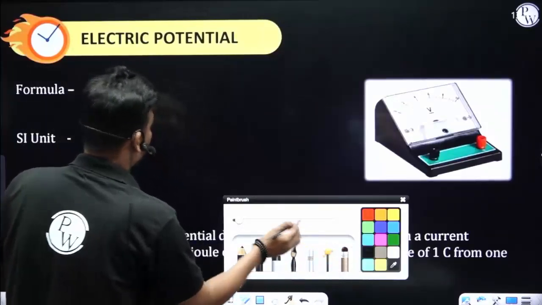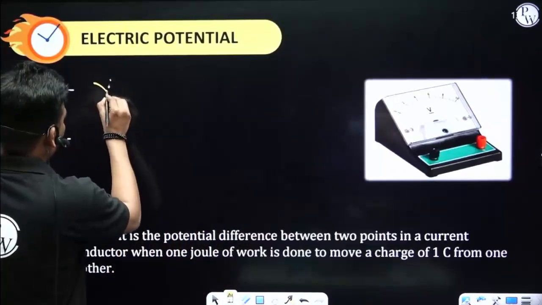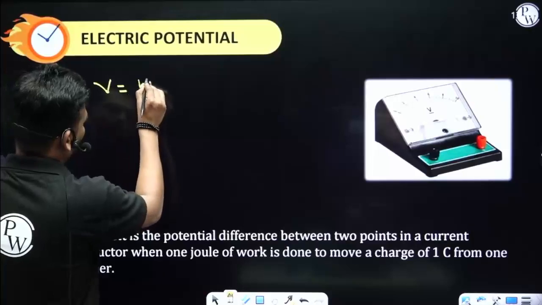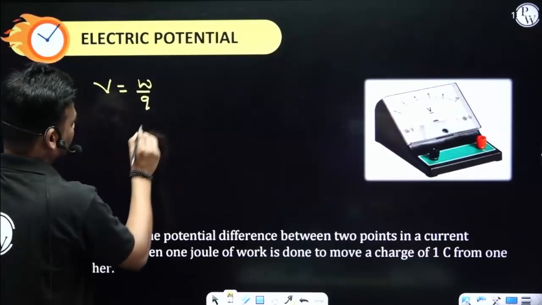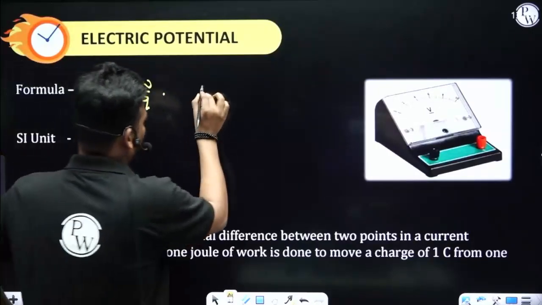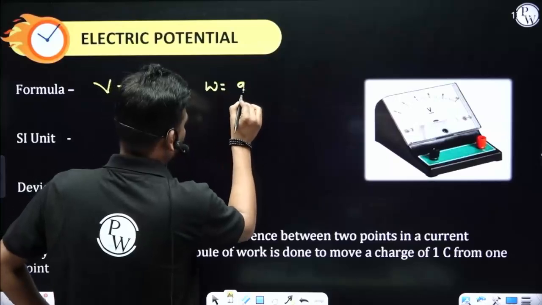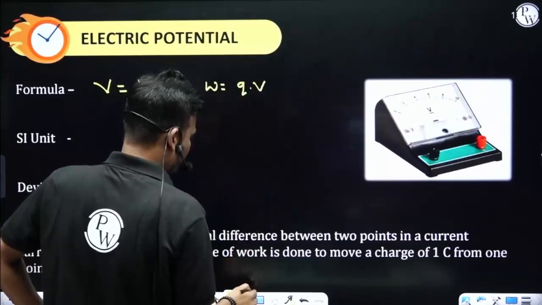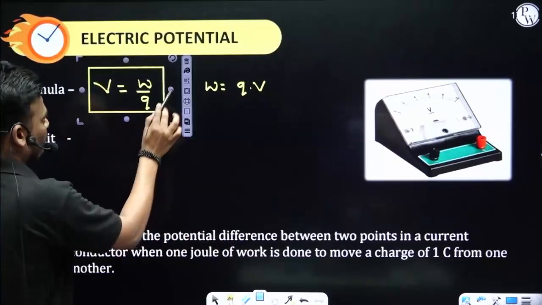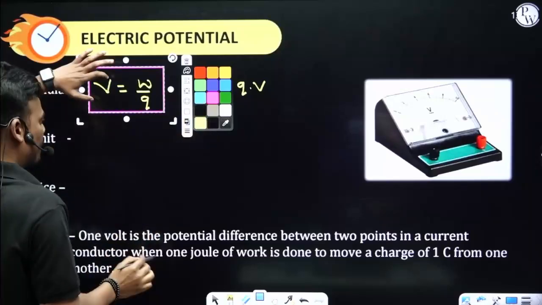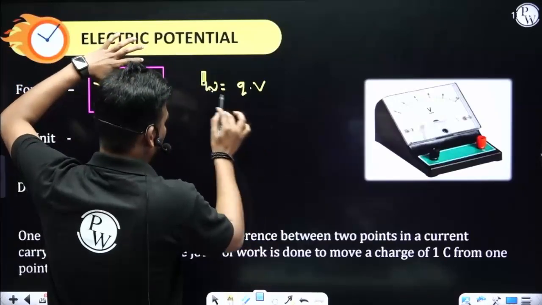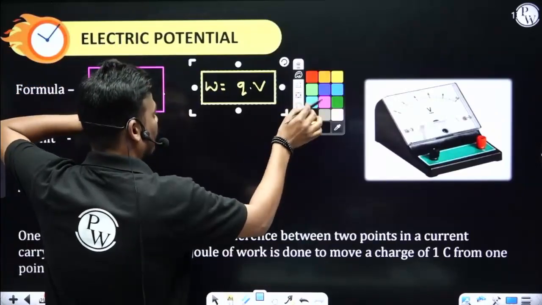Electric potential, potential difference, is given by work done per unit charge. If you want to calculate work done, you can write Q into V. Both formulas are very important. Definition-wise, you can remember the first one, and for solving numericals, you can remember the second one.